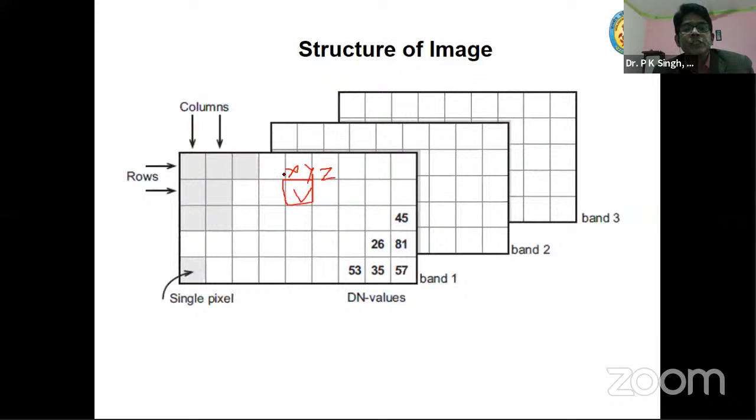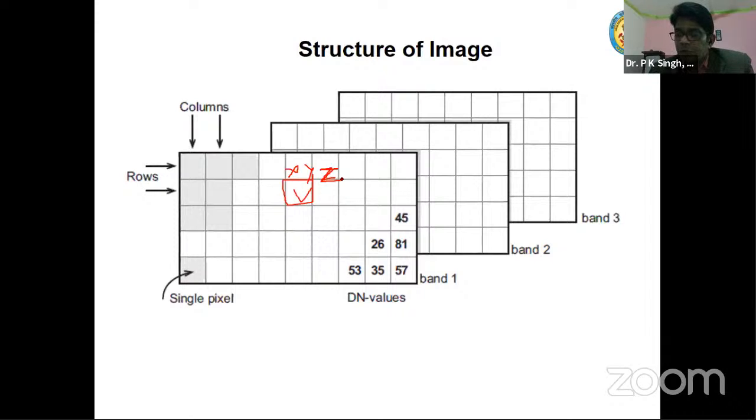X, Y means its position. Where is the position of this pixel? And Z is the record of energy. If the sensor has recorded some energy from the ground surface, that amount of energy is written in the form of some calibrated number, because the computer writes only 0 and 1 binary numbers. So to express the whole thing, it has to be written in the form of binary numbers. So it will be on the basis of radiometric resolution. Radiometric means how many numbers it can store.